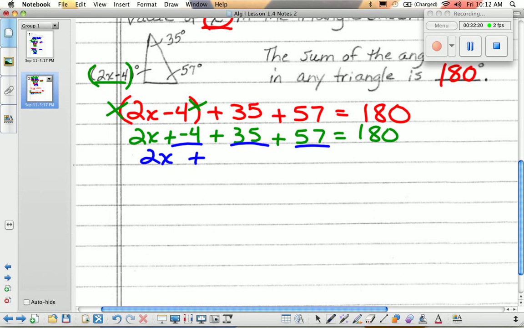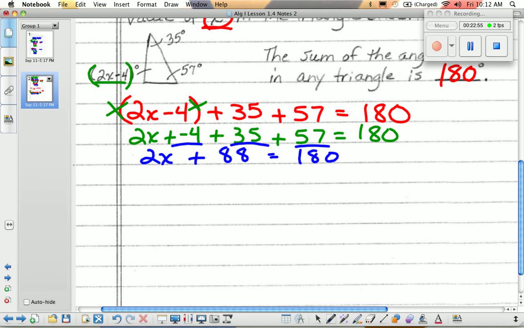-4 plus 35, that is 31. 31 plus 57, sorry, I think I said that wrong. 31 plus 57 is 88. Oh, those calculators have been so handy, haven't they? Okay. We have only simplified it so far. Are we done simplifying? Can we do anything else? Can the left side be simplified anymore? Does the right side need any simplifying? No, we're ready to solve.